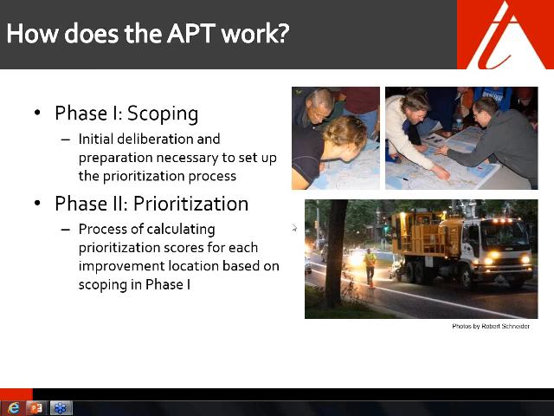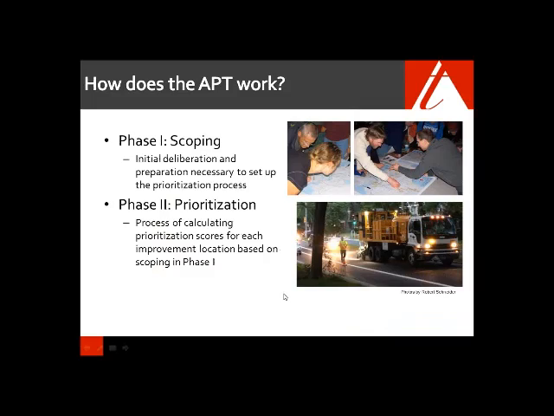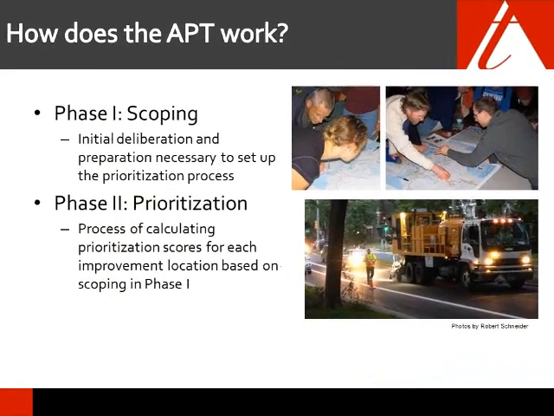Yeah, so the APT guidebook that I mentioned earlier consists of 10 steps. And those steps are organized into two phases. The scoping phase, which is the initial deliberation and preparation necessary to set up the prioritization process. And then there's the actual prioritization itself, which is doing the calculations and coming up with scores for each of your projects and locations.